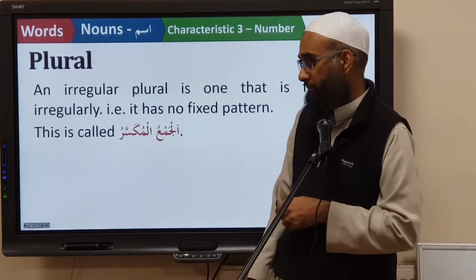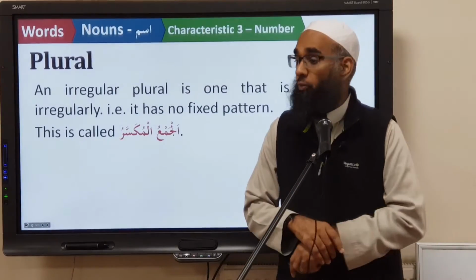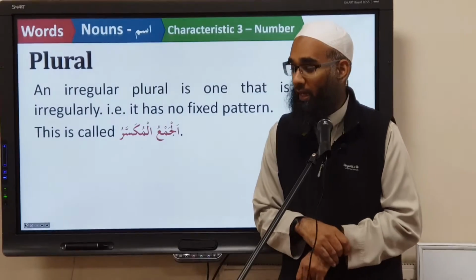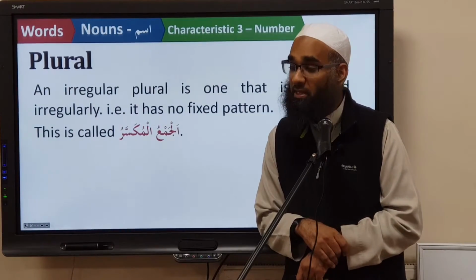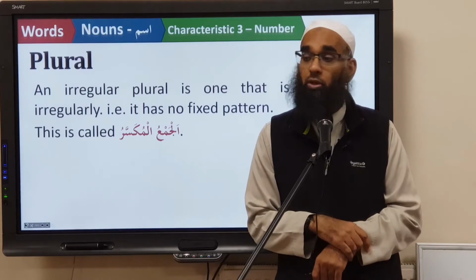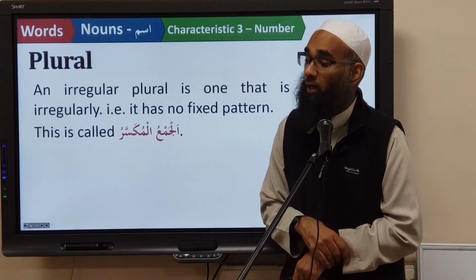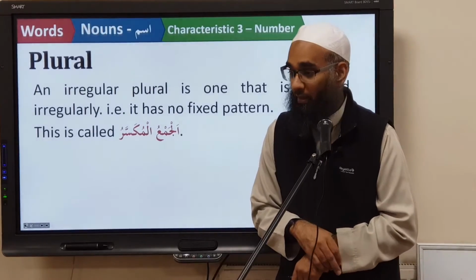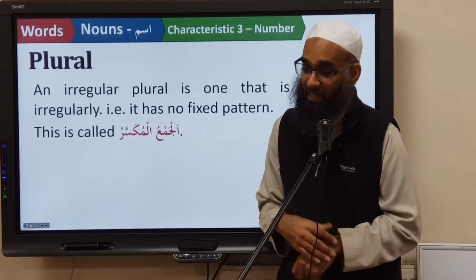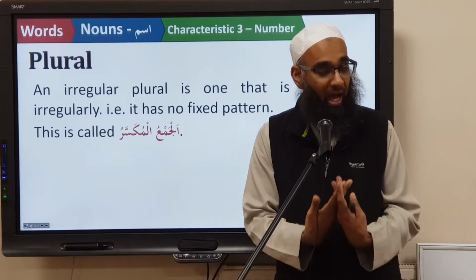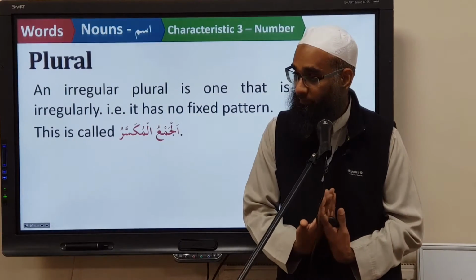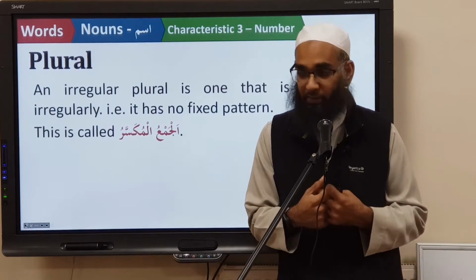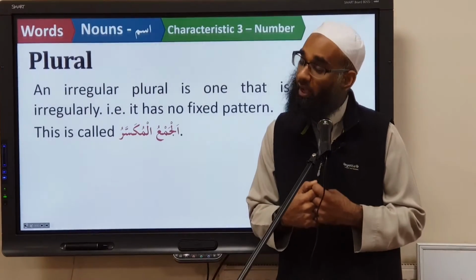So for example, this is called what? We may have done it already in some of the books. Maksurun means broken, as in Al-babu maksurun. So al-jam'ul mukassar is the broken plural. What does that mean? It means that these words don't have any fixed pattern. They just have to be learnt.